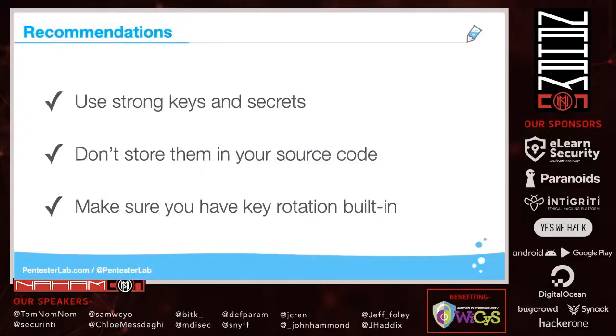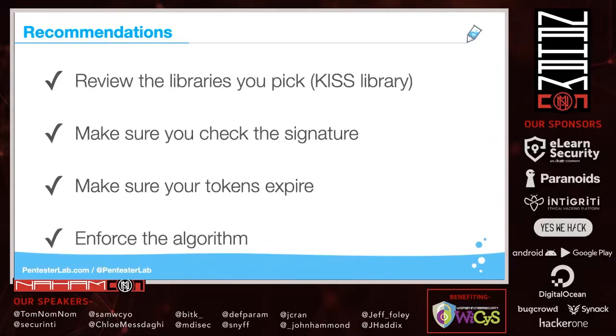Conclusion, use strong keys and secret. Don't store them in your source code. Make sure you have key rotation built in, so that's basic JWT hygiene. Review the library you pick. Don't take like a library that supports JKU and X5u if you don't need it. Make sure you check the signature. Make sure your token expire.